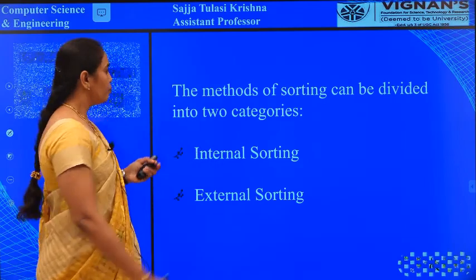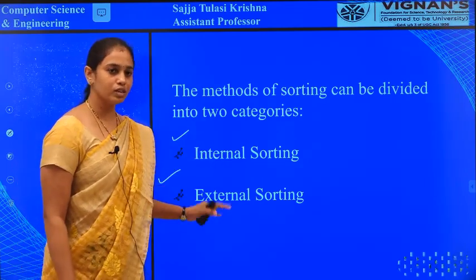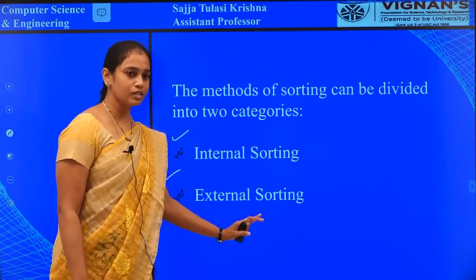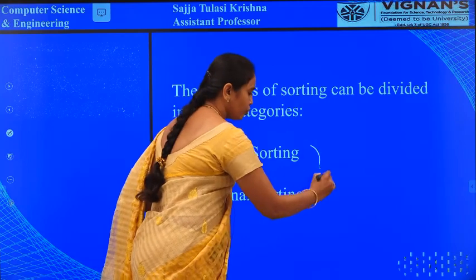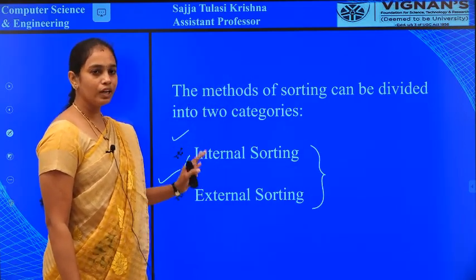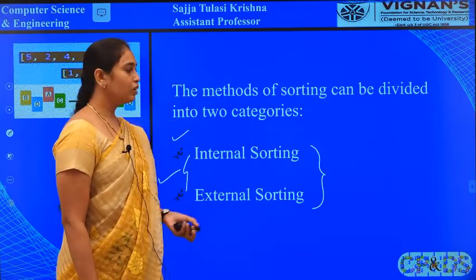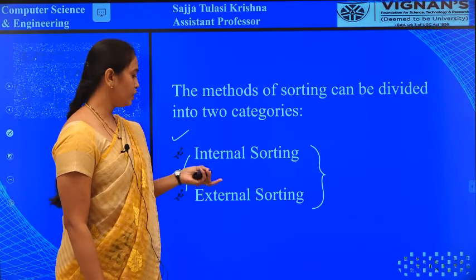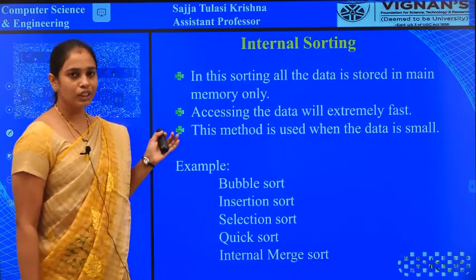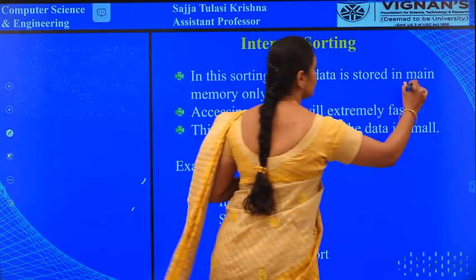Now we do sorting techniques in two ways: one is internal sorting and the other is external sorting. With the help of these two sorting techniques, we convert the unordered list into an ordered list. How it happens, we will see. First, coming to internal sorting. Internal sorting is mainly done in main memory.